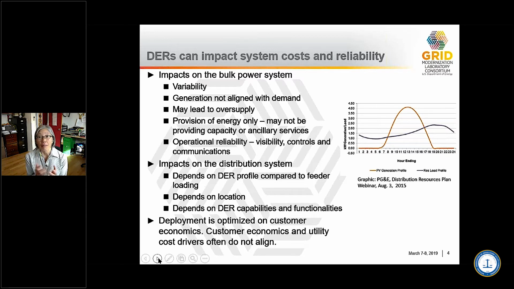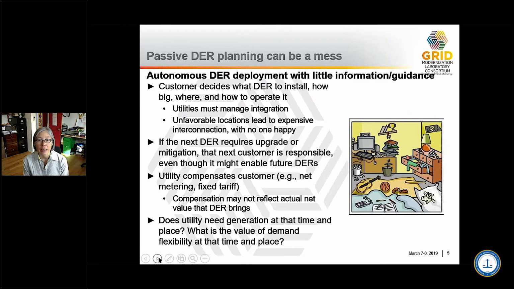Okay, so you talked yesterday about the impacts on the distribution system, and those impacts are very specific. It depends on the DER, it depends on the location, it depends on the feeder loading, and some of that we're going to get into in this presentation. So Carrie, if you go to the next slide.